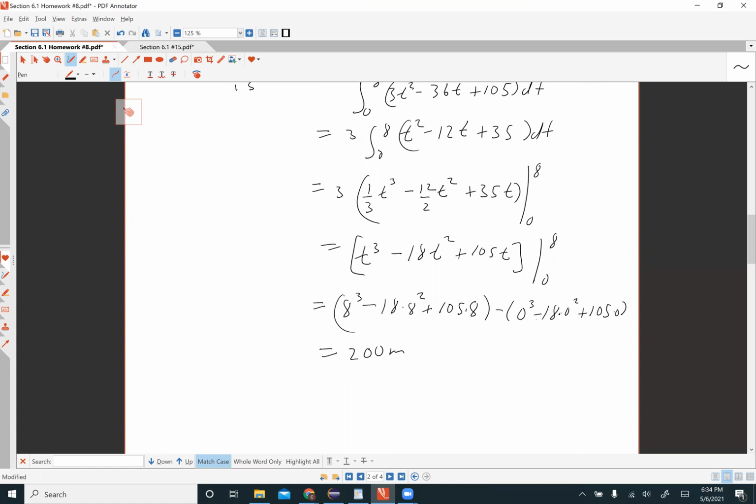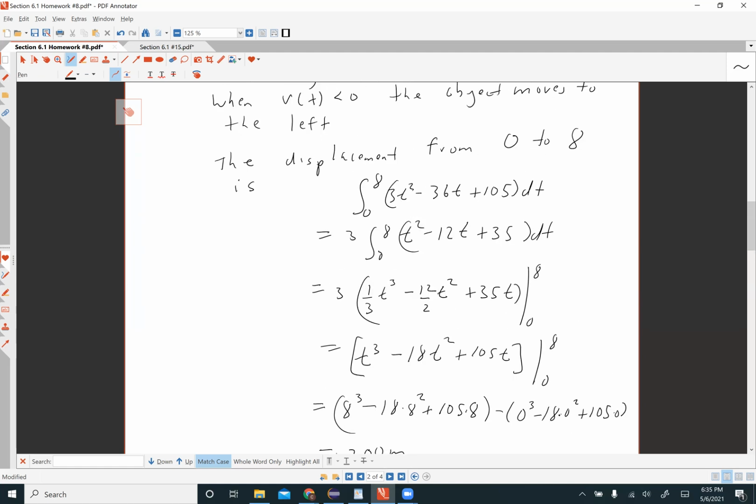So if you evaluate at 8, we get 8 cubed minus 18 times 8 squared plus 105 times 8. Of course, then minus 0 cubed minus 18 times 0 squared plus 105 times 0. So we get 200 meters. So the displacement is 200 meters. Remember, in the end you're 200 meters from the starting point. Now you've probably gone farther at some point than 200 meters, but then you're backtracking.